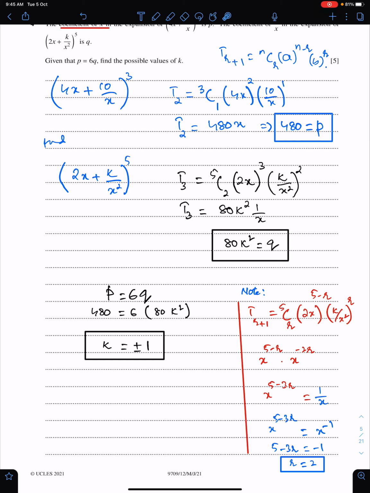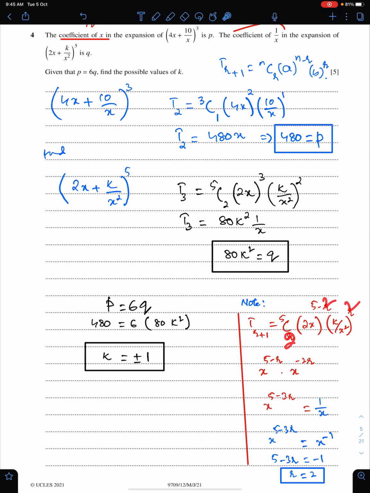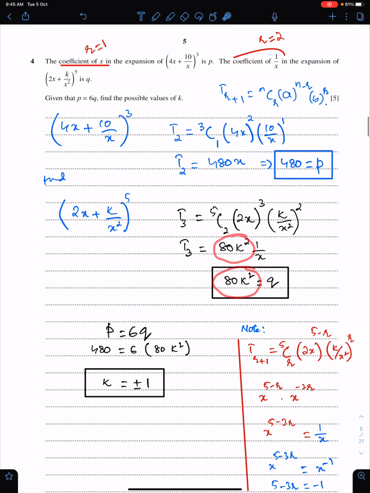this 80k square, because r is 2. When you put 2 over here, you will get this thing. I substituted this 2 here and I got this thing. And when I simplified this, I got 80k square. This is the coefficient of 1 upon x in this expansion. And the coefficient is q, so q is 80k square.